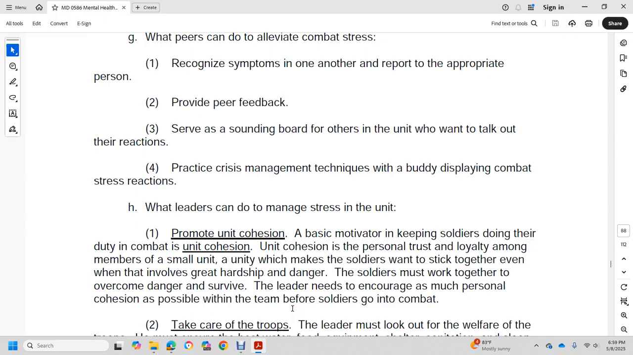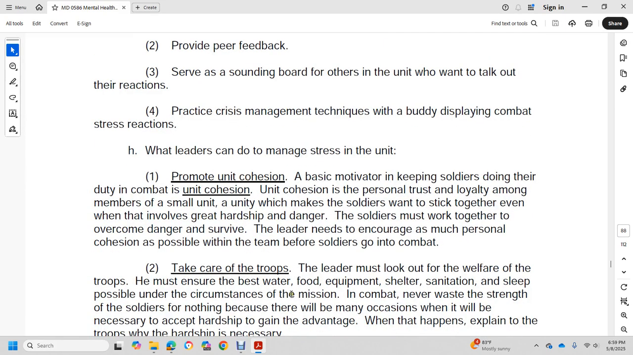Leaders need to encourage as much cohesion as possible in the team before soldiers go into combat. To take care of the troops, leaders must look at all aspects of their welfare. They must ensure the best water, food, equipment, shelter, sanitation, and sleep possible under the circumstances of the mission.